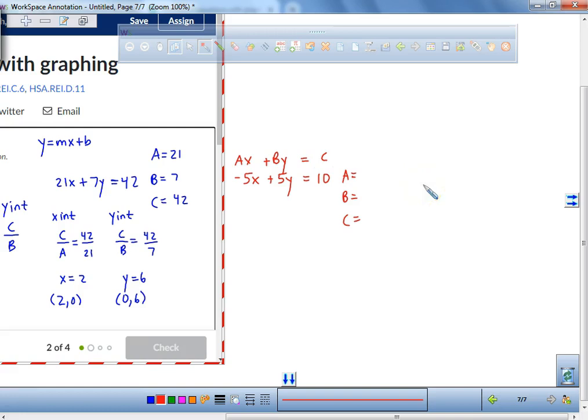You guys can help me out. Feel free to participate. You're not going to interrupt the video. What is the a value, everybody? Negative 5, you're right. What's our b value? 5, very good. What's our c value? 10, perfect.